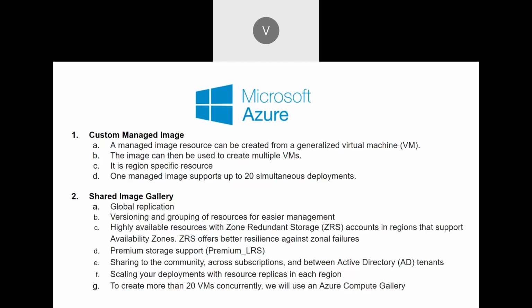A shared gallery image can help us create more than 20 VMs concurrently. So you can actually scale up to any number of VMs. When I say any number of VMs, it's not like 1,000 and all that. But yes, when you want concurrent deployments of VMs from a shared gallery image, you can have more than 20, not limited to 20 like a custom managed image.